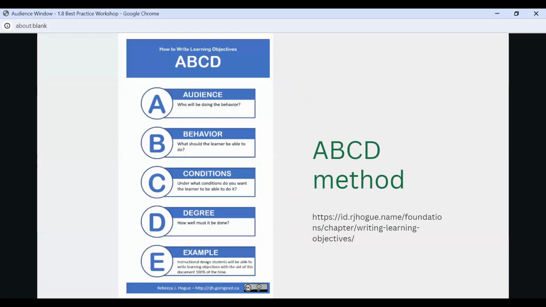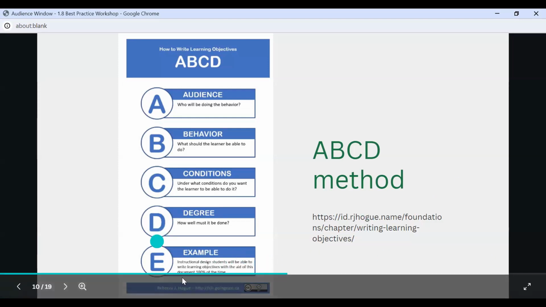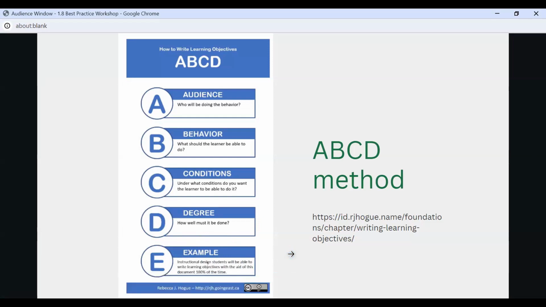You would first begin by defining your audience, who's going to be doing it, your behavior: what should the learner be able to do? The conditions under which they're going to be able to do it, the degree. And what I like about this example from Rebecca Hogue is it shows you an example of that. So we have the audience, instructional design students will be able to write learning objectives. That's the behavior. It's at the bottom here of the slide. With the aid of this document, the conditions, and the degree, 100% of the time. So you see that all those components are there.